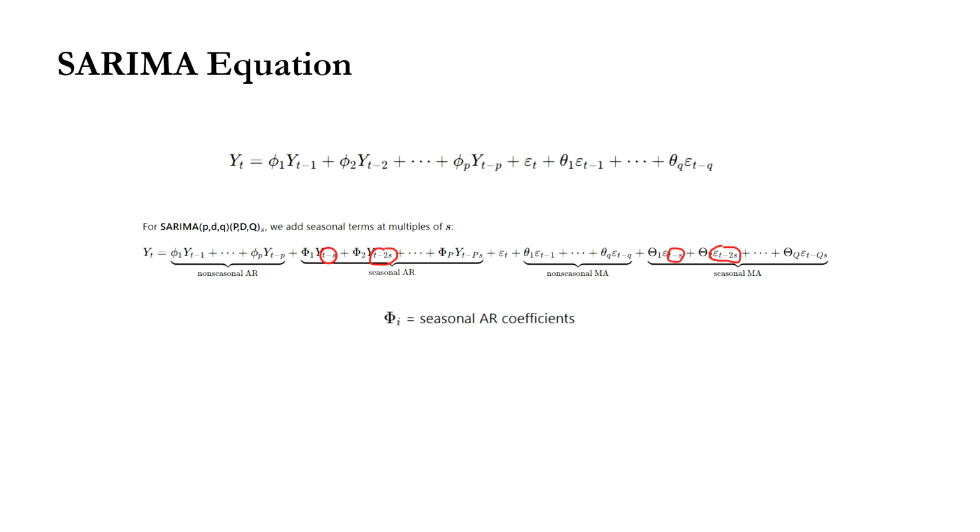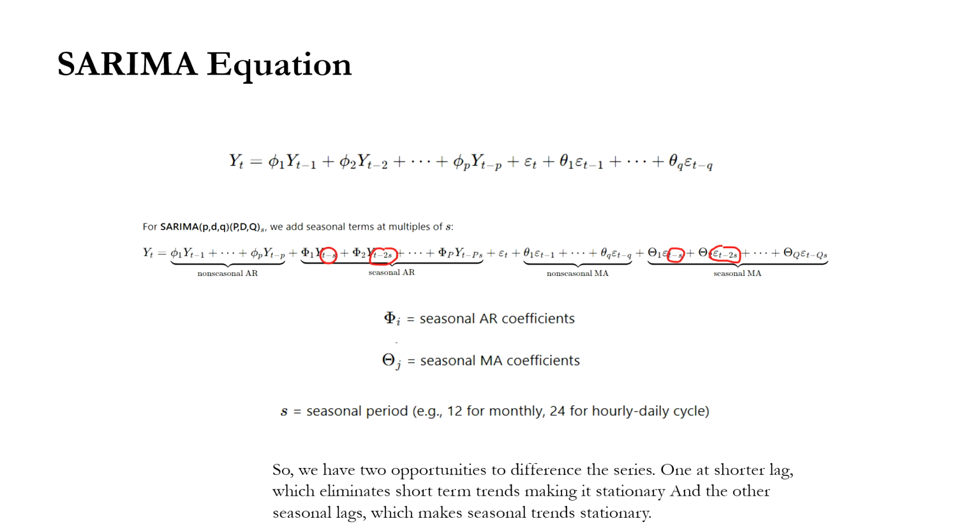So you see the seasonal AR coefficients, the seasonal MA coefficients, and then the seasonal period, right? So this could be 12 months, like I was mentioning in the Amazon example, or it could be 24 hours, as I was mentioning in the Lyft example. So we have two opportunities to difference the series. One at a shorter lag, which is just the regular non-seasonal ARIMA component, which eliminates short-term trends, making it stationary, and the other at seasonal lags, which makes seasonal trends stationary.